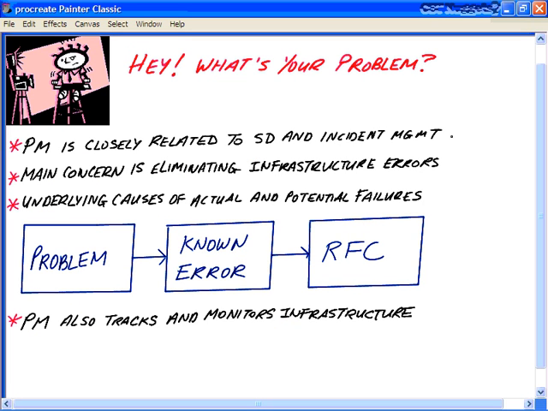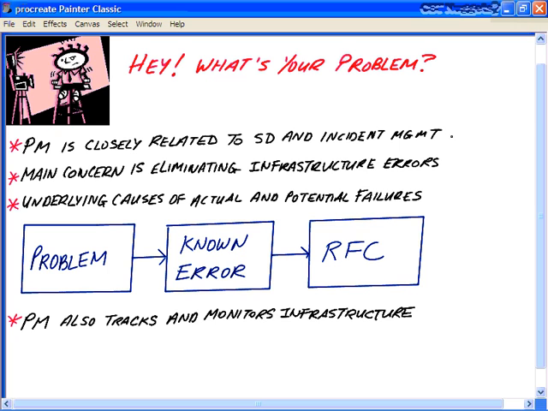When it gets right down to it, the bottom line is this. Problem management is very closely related, tightly coupled to the service desk and incident management. And it's because of that tight coupling to incident management that a lot of organizations actually get into trouble because they have the same policy controlling and governing incident management as they do problem management, typically wrapped up in the same team of people.